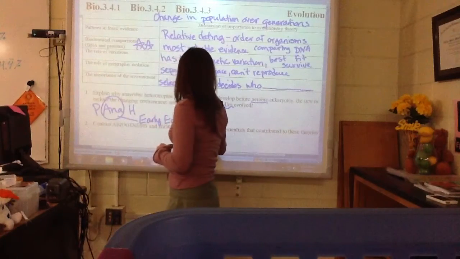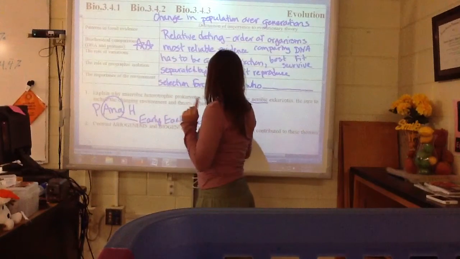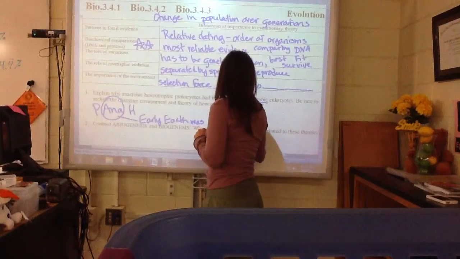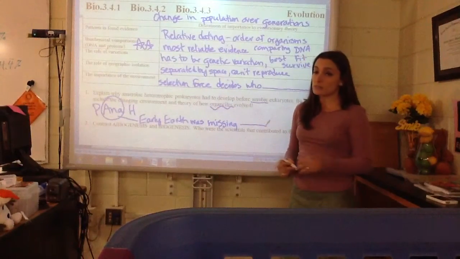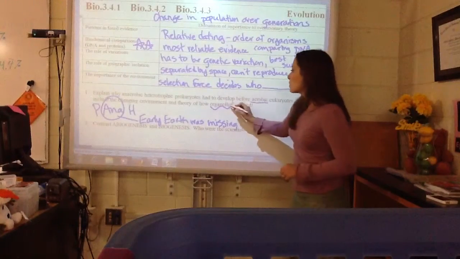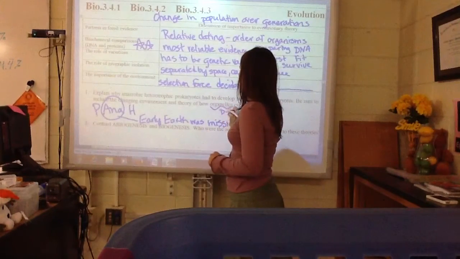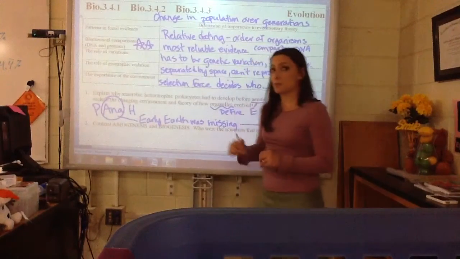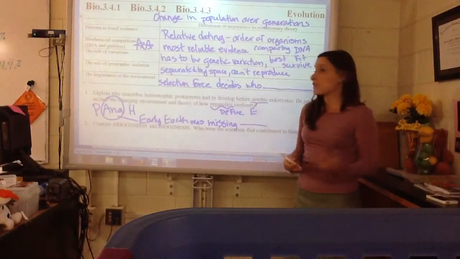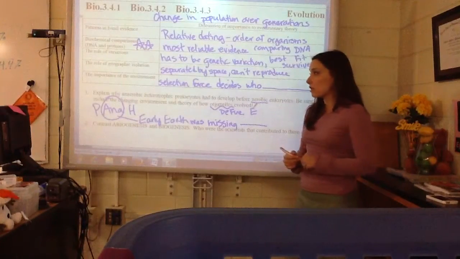Early Earth was missing something. I'm not going to tell you, but hopefully you remember. Early Earth was missing something, and that's why organisms had to be anaerobic. Please make sure that you define this theory. The theory starts with an E, and it should be right there in your notes. It's the theory of how eukaryotes evolved.